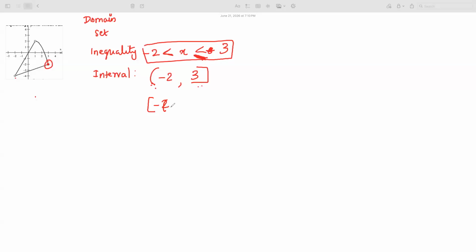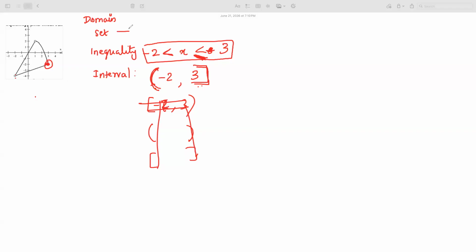It's very different. You see what I mean? Meaning, you cannot misplace this, or interchange this, or do both parentheses, or both square brackets. You have to write it perfectly. Left side is a hole, so you use a parenthesis. Right side, that point is included. x equal to 3 is included, so you use this. Any questions?